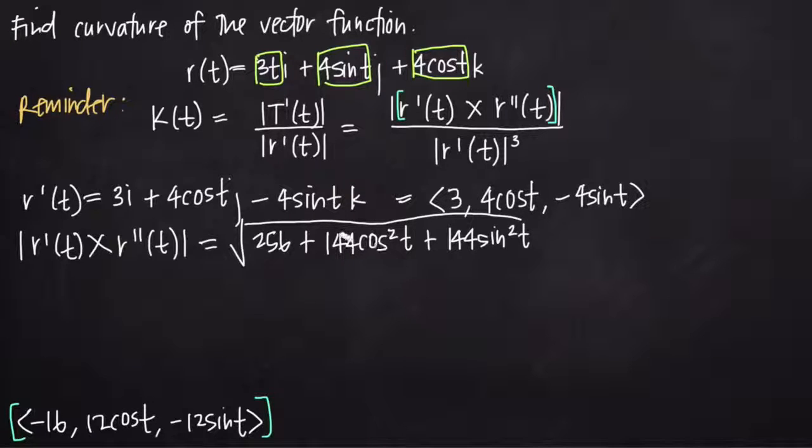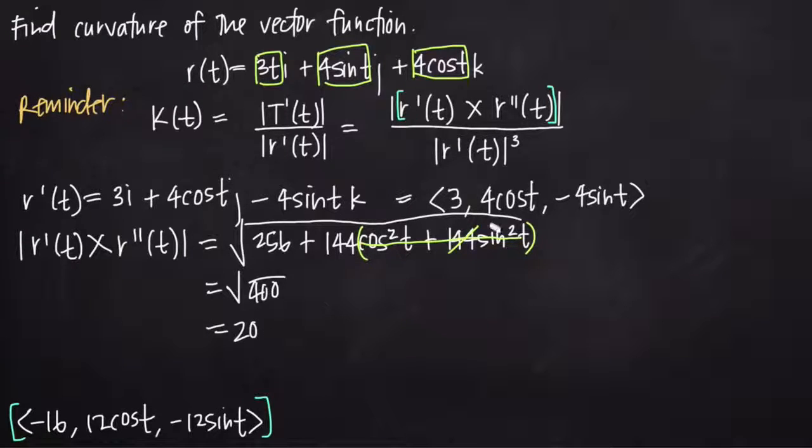Now when we simplify, notice here we can factor a 144 out of this 144 cosine squared t plus 144 sine squared t. So we can put parentheses around this part right here and cancel out this 144. We just factor out the 144 from this sum. And now we have cosine squared t plus sine squared t, and of course that whole value is equal to 1. So we just have 144 times 1, or 144. Which means that we're left with the square root of 256 plus 144, or the square root of 400, which we know is equal to 20.